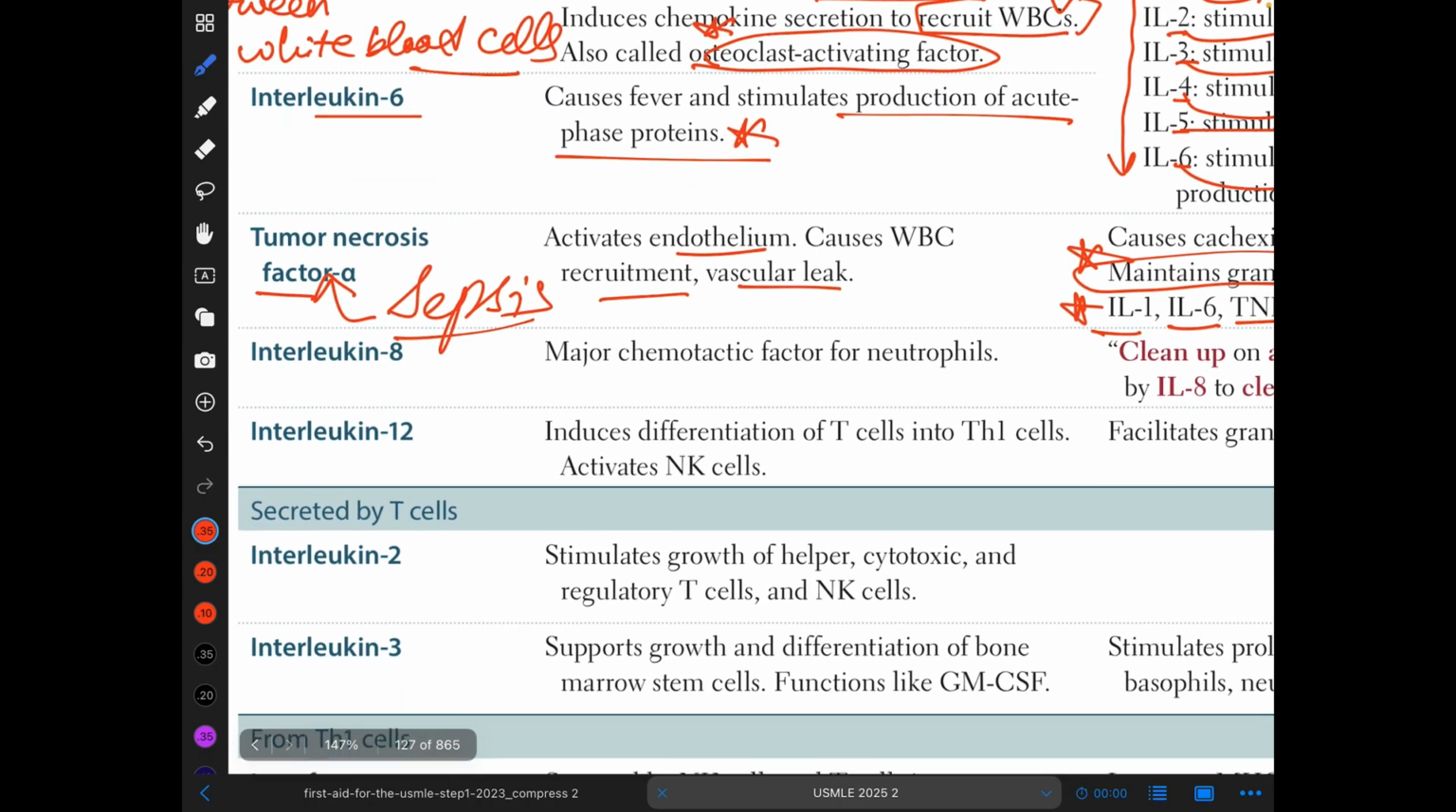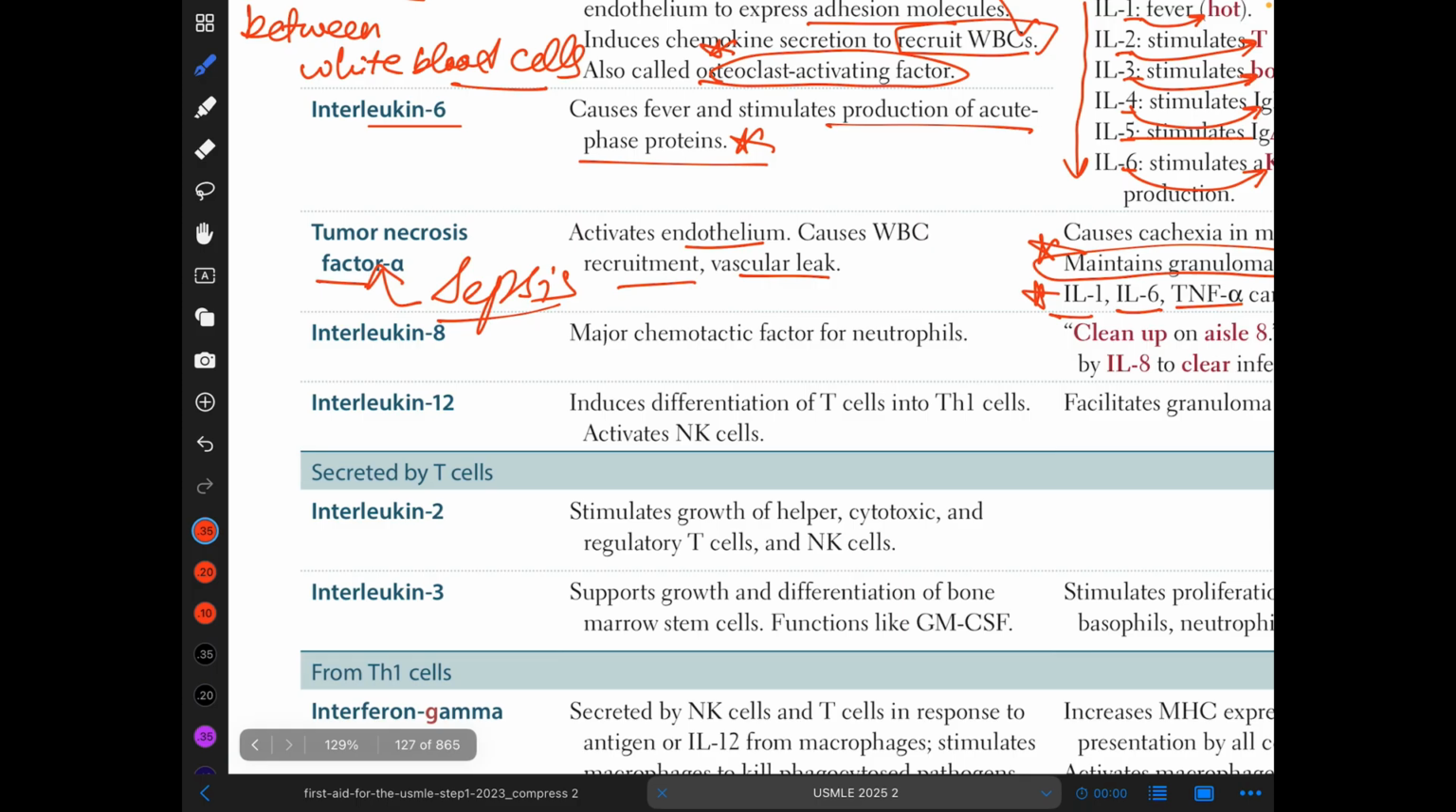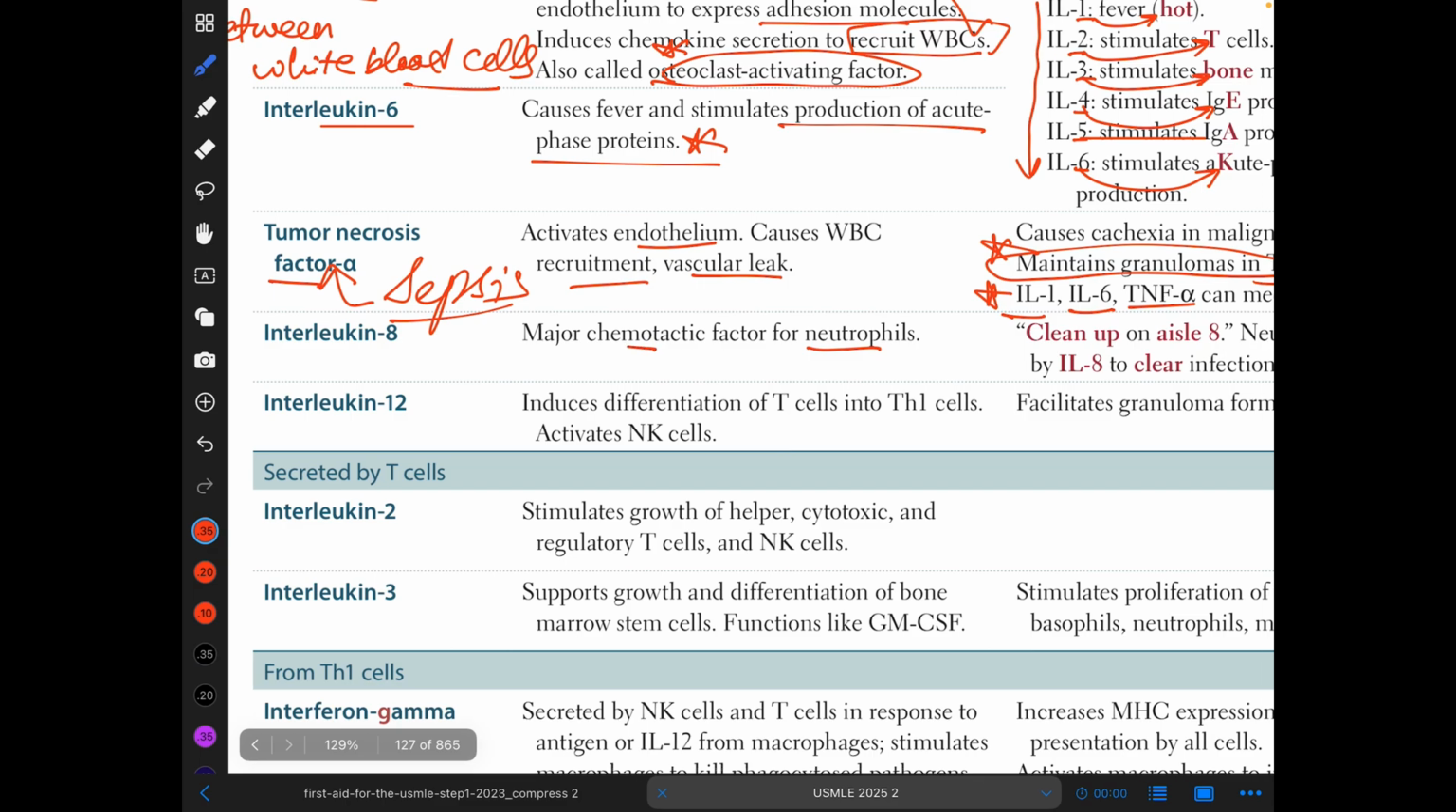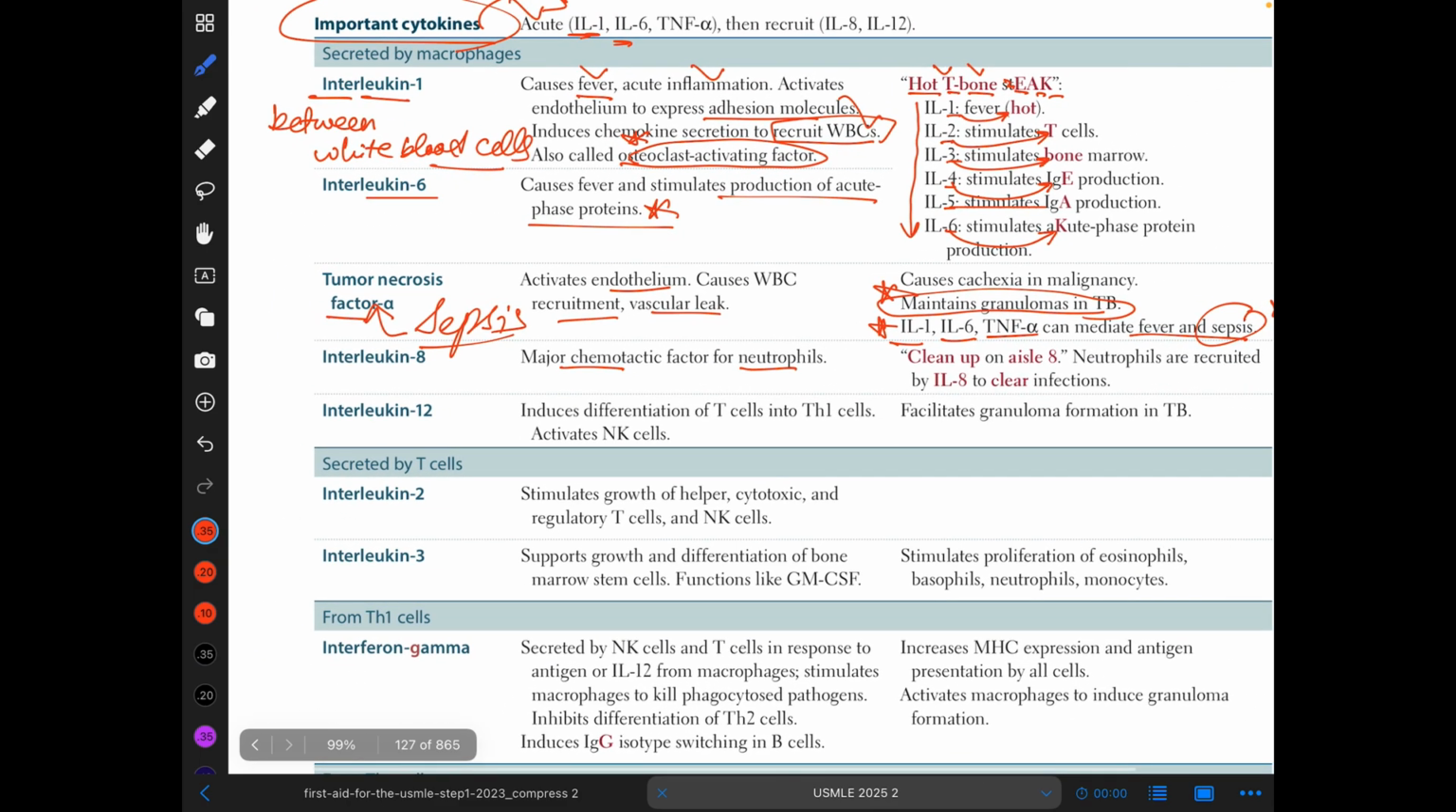The question for you, what is the important point? Interleukin 8 is a major chemotaxis factor for neutrophils. You can remember it as clean up on aisle 8. Neutrophils are regulated by interleukin 8 to clear the infections. Interleukin 8 is going to clean the infection by neutrophils. Neutrophils go and clear the infection. So interleukin 8 plays a role in neutrophil chemotaxis.